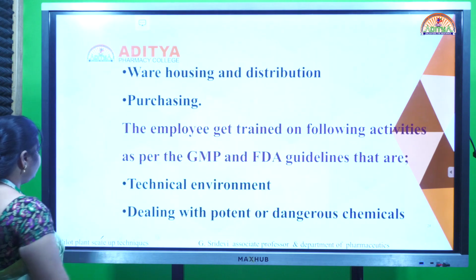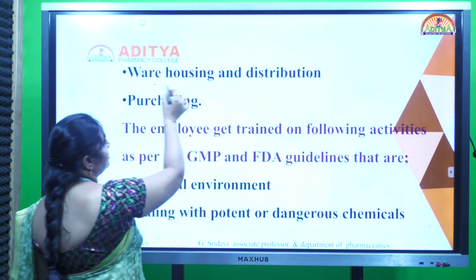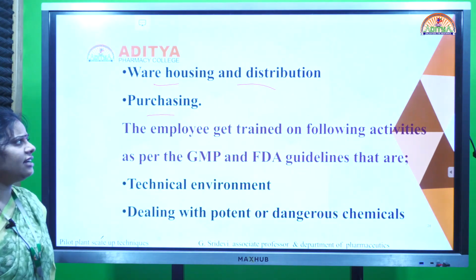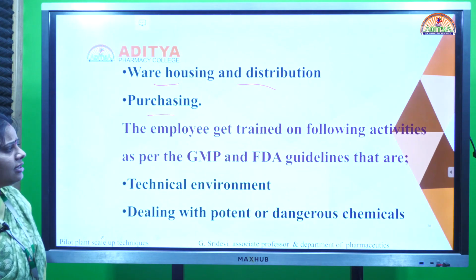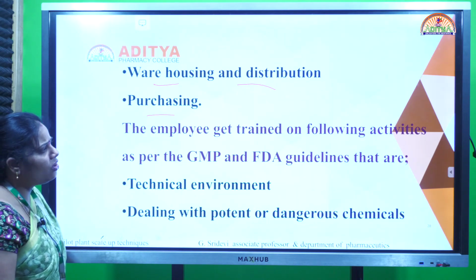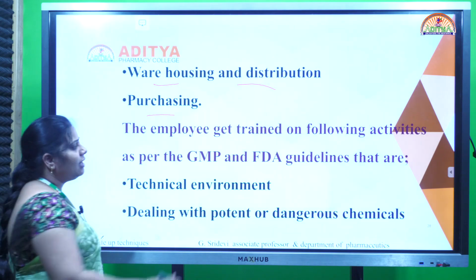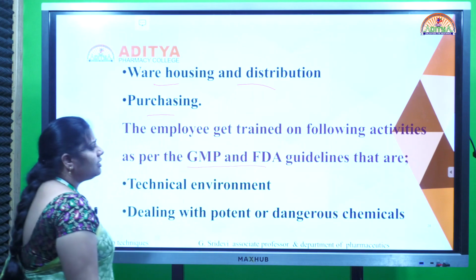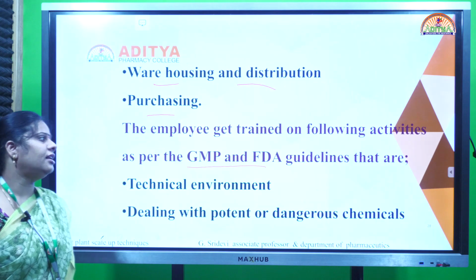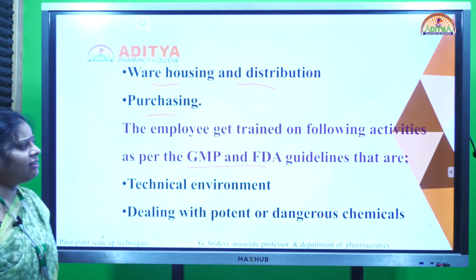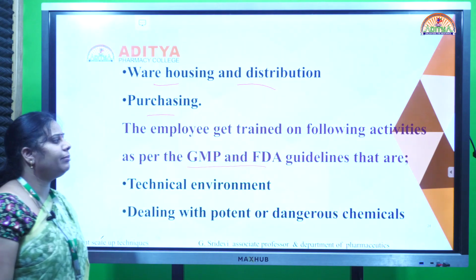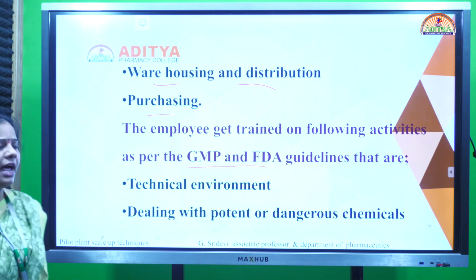Coming to the next one, warehousing and distribution should be there, and the persons purchasing the particular ingredients or chemicals should also have this knowledge. And the next one, the employees get trained on the activities as per the GMP and FDA guidelines. GMP means good manufacturing practices, and FDA means Food and Drug Administration. The persons working in this pilot plant scale up area should be aware of these GMP and FDA guidelines to do their activities further.